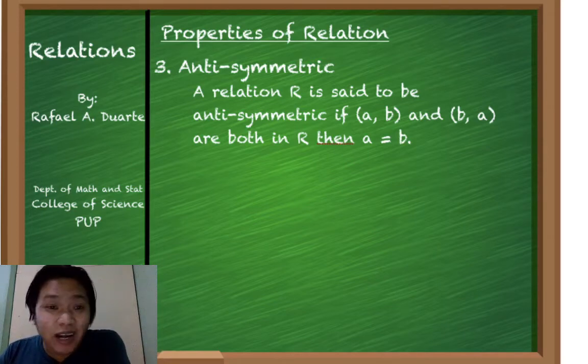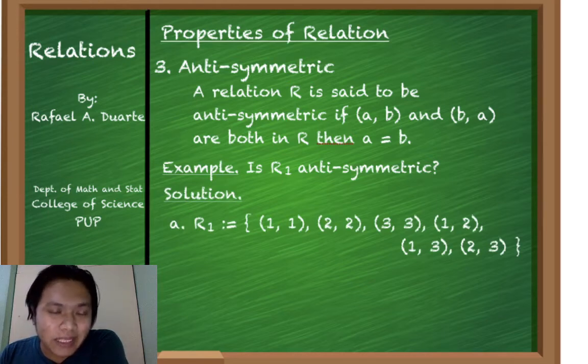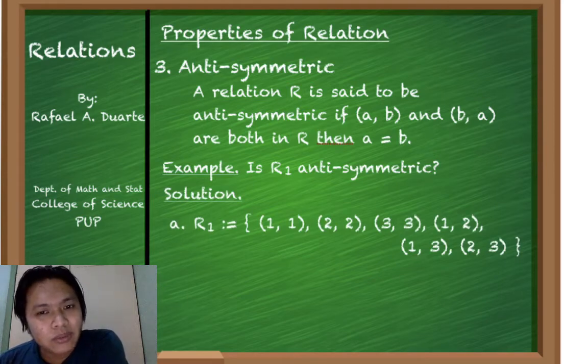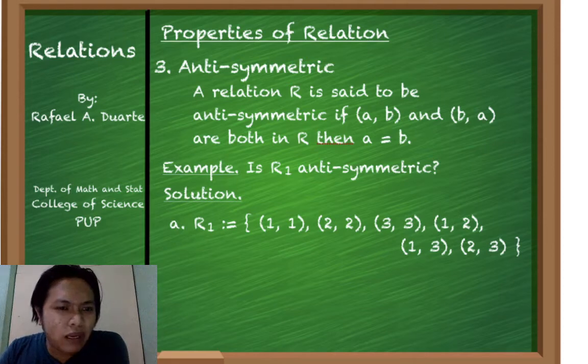O, si R1, di ba? Kasi si R1, yung may kapareha lang sa kanya is 1, 1, 2, 2, tsaka 3, 3. I mean, may kabaliktaran kasi yung sarili nila. Ngayon, yung elements nila, equal. 1 is equal to 1, 2 is equal to 2, 3 is equal to 3. Yung other elements, yung 1, 2, 1, 3, and 2, 3, wala na akong pakialam doon.